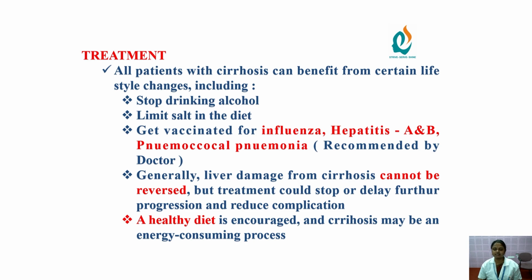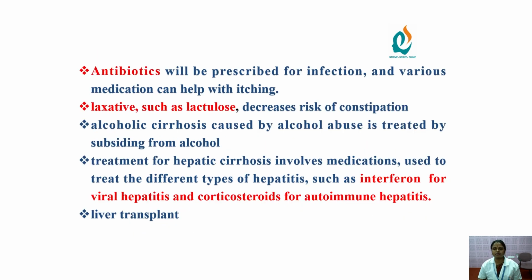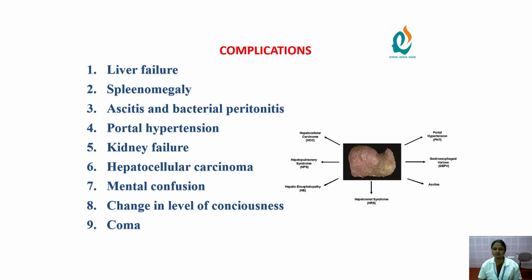A healthy diet is encouraged, as cirrhosis may be an energy-consuming process. Antibiotics will be prescribed for infection, and various medications can help with itching. Laxatives such as lactulose decrease the risk of constipation. Alcoholic cirrhosis caused by alcohol abuse is treated by abstaining from alcohol. Treatment for hepatic cirrhosis involves medication used to treat the different types of hepatitis, such as interferon for viral hepatitis and corticosteroids for autoimmune hepatitis. And finally, liver transplantation is a solution.